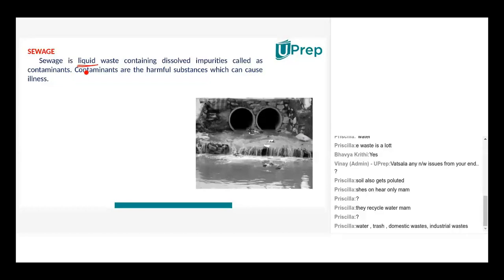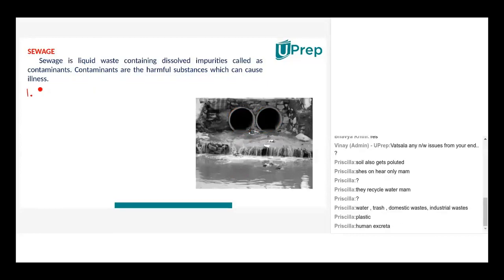Yes, Priscilla, it's water, it's trash, domestic waste, industrial waste. But what I'm asking is, what is that trash? What are those domestic and industrial wastes? That is what exactly I'm asking. It contains certain organic impurities. Organic impurities. What are these organic impurities?